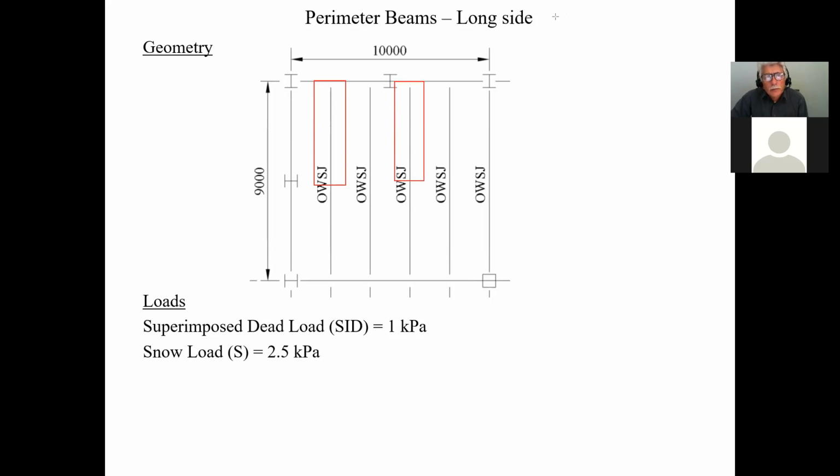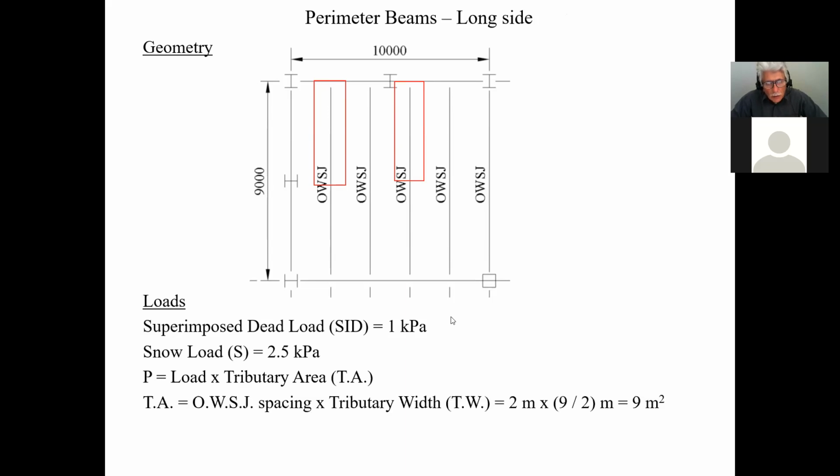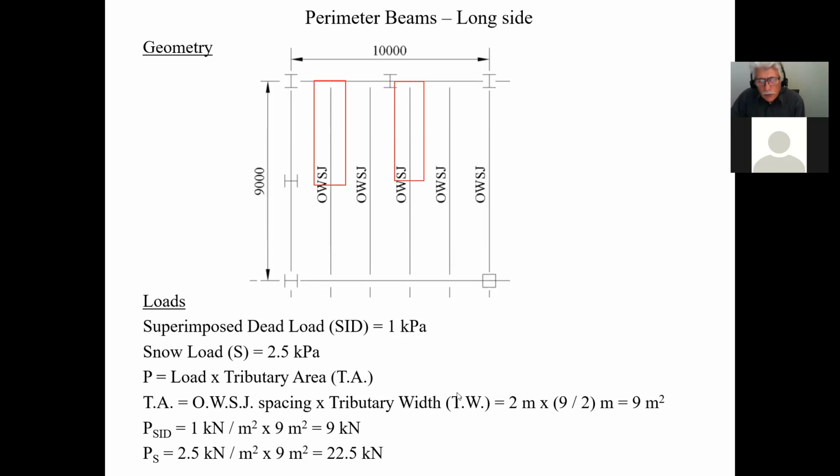And therefore, what I'm going to do is, of course, the tributary area here is the spacing times half the span. So therefore, it's 2 times 9 divided by 2. I have 9 square meters in there. And therefore, all that load, when it comes to transfer at this point here, in other words, I have a pressure here that multiplied by this area will be the concentrated load there. And therefore, for the superimposed dead load, that would be 9 kilonewtons. And then for the snow load, that would be 22.5 kilonewtons. So that's the loads I would be placing on this thing.